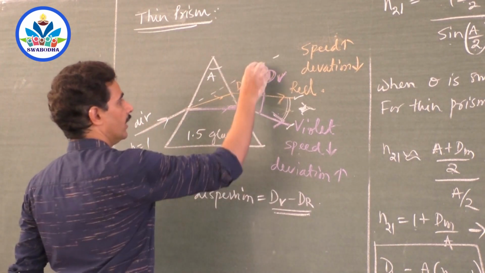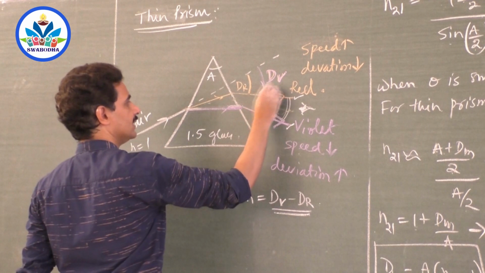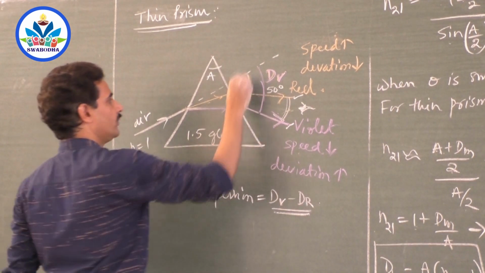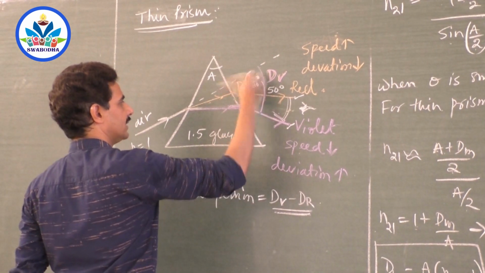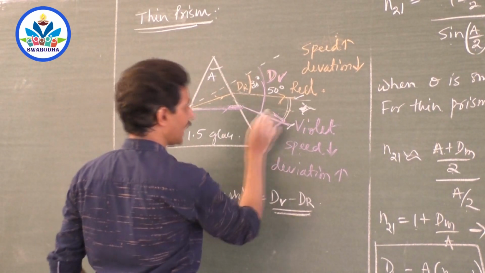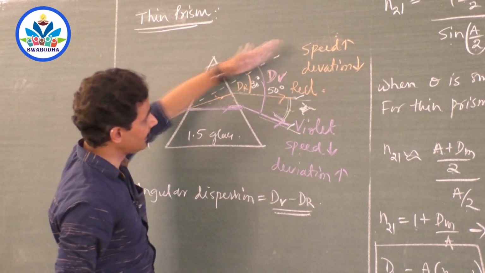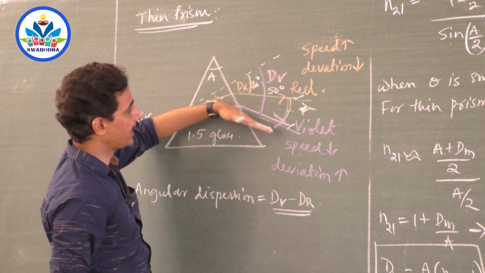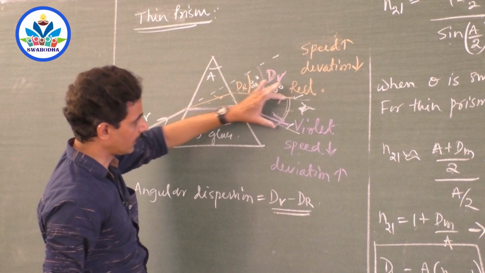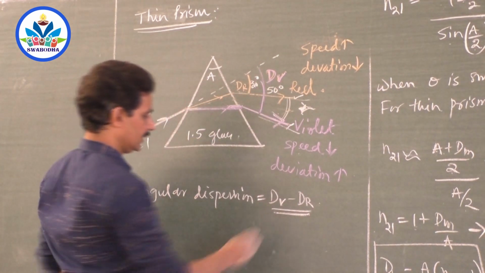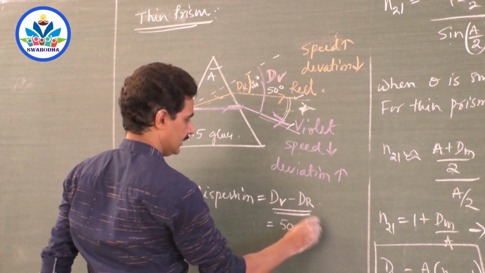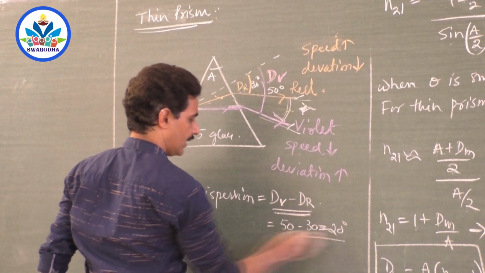For example, violet from the original direction, say it is bent by 50 degrees. Red from the original direction, say it is bent by 30 degrees. At what angle will you see red and violet? Red is bent by 30 degrees from the original direction. Violet is bent from the original direction by 50 degrees. At what angle do you see the spectrum? That is 50 minus 30, that is 20. So angular dispersion.